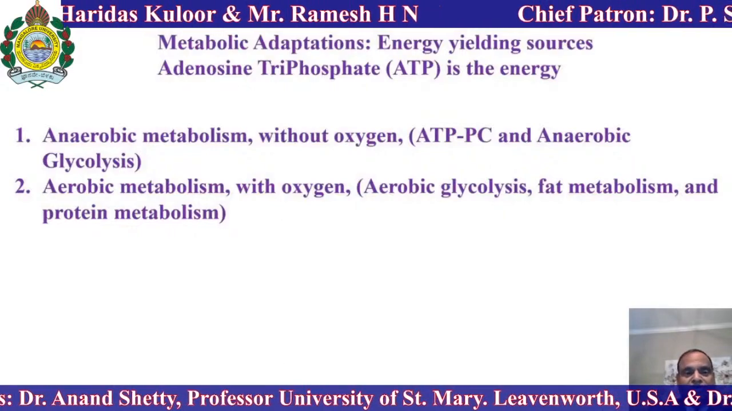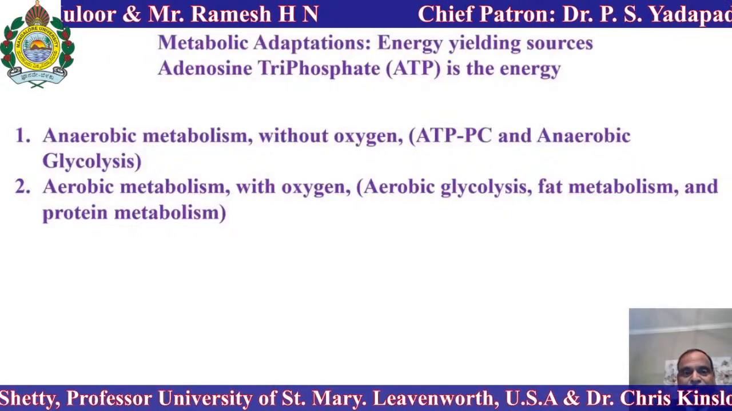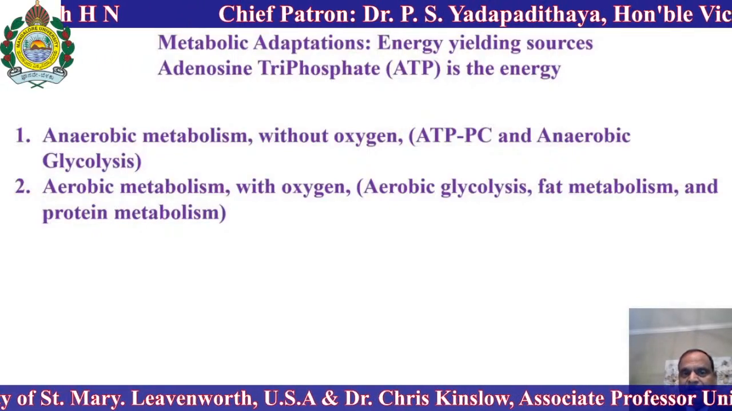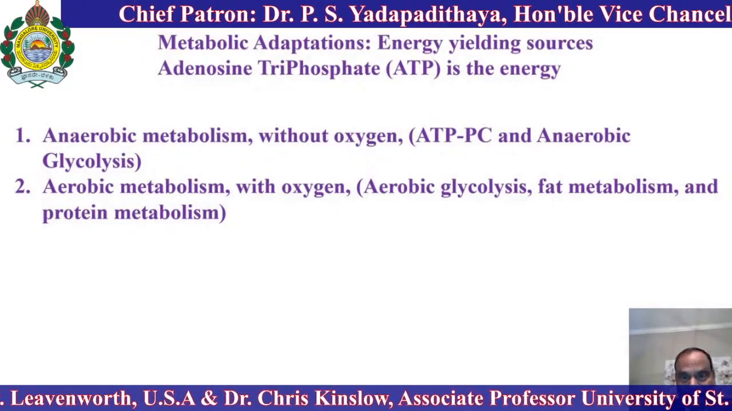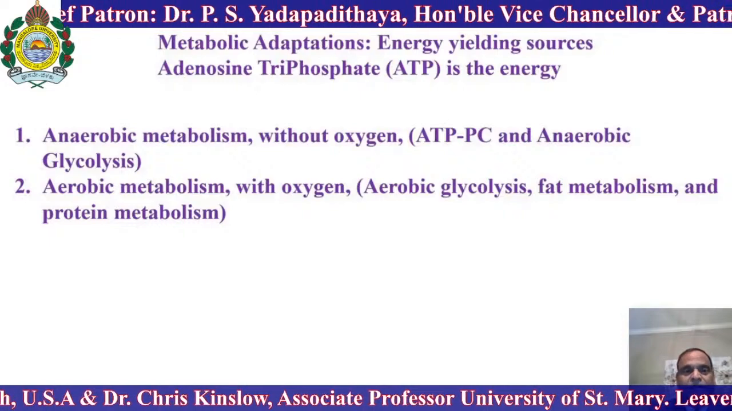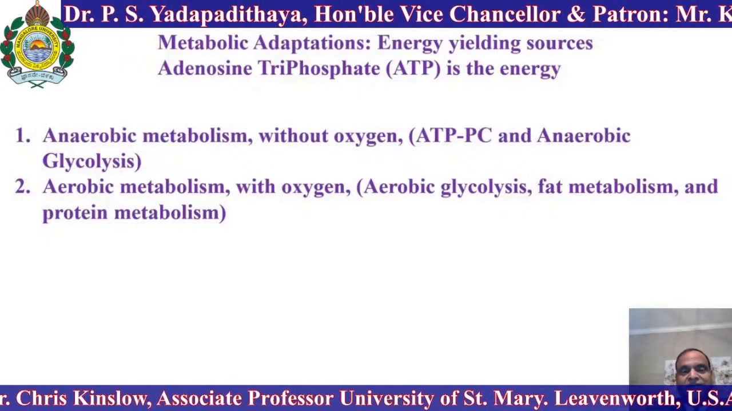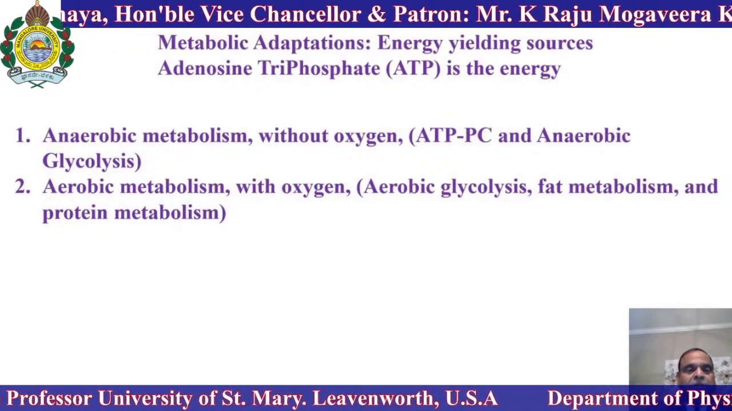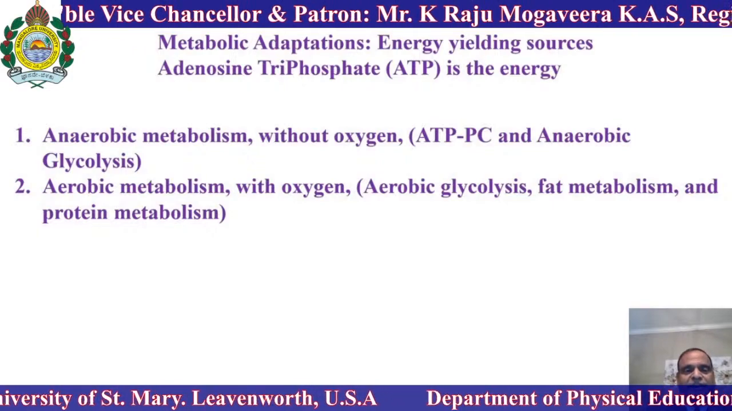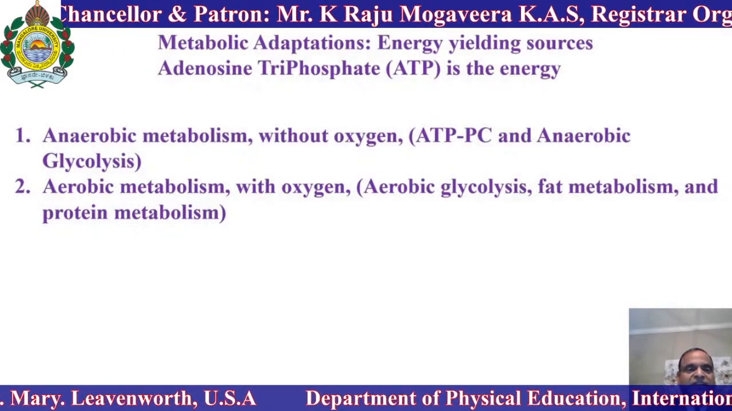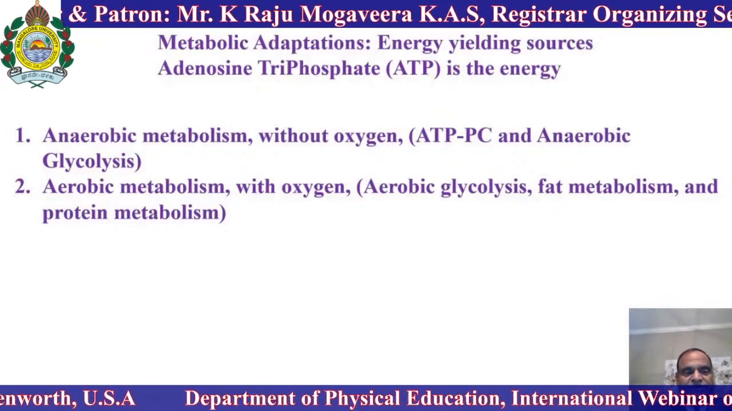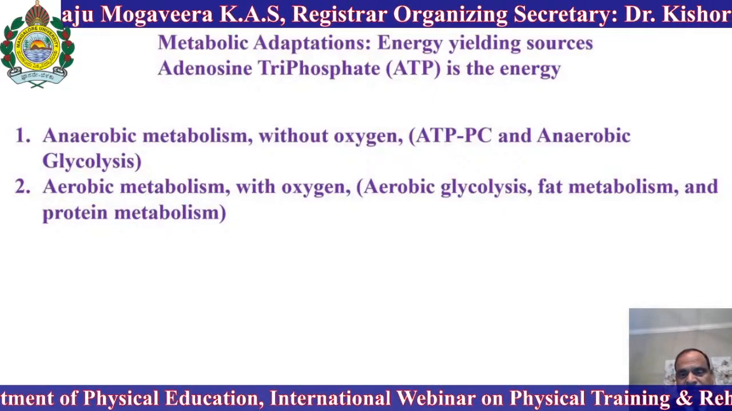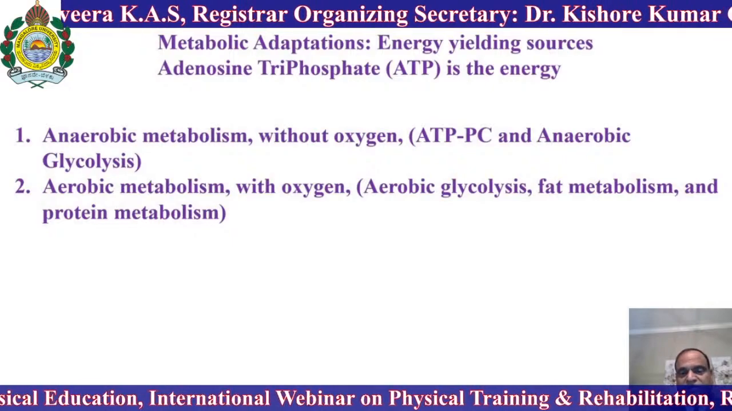As I mentioned to you earlier, there are two types of adaptations taking place due to training. One is the metabolic adaptations, the other one is the neuromechanical adaptations. Now I will speak about the metabolic adaptation, that's the energy yielding sources. The main energy source for muscular contraction is adenosine triphosphate, that is ATP. There are two ways we can get ATP for our muscular contraction. One is the anaerobic metabolism, the other one is the aerobic metabolism. Anaerobic metabolism involves without oxygen, and aerobic metabolism involves with oxygen.